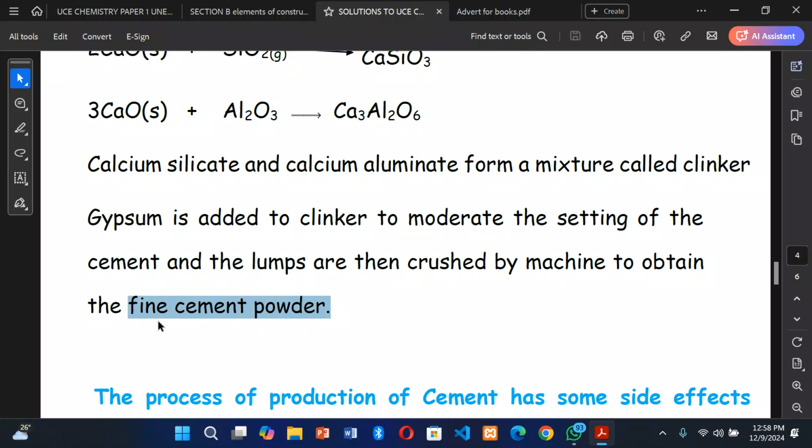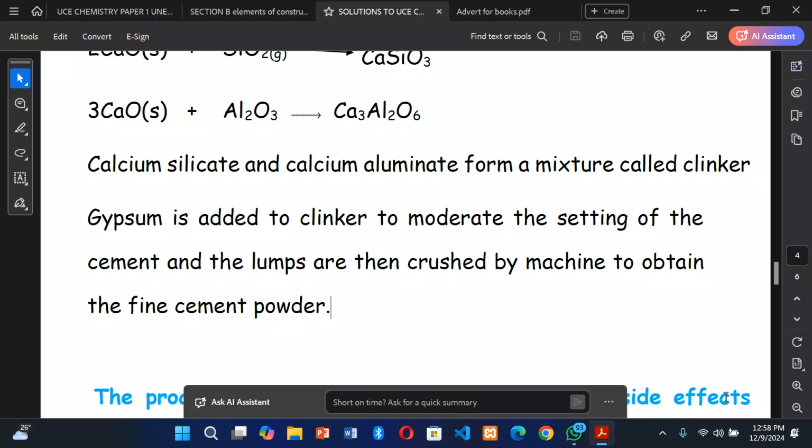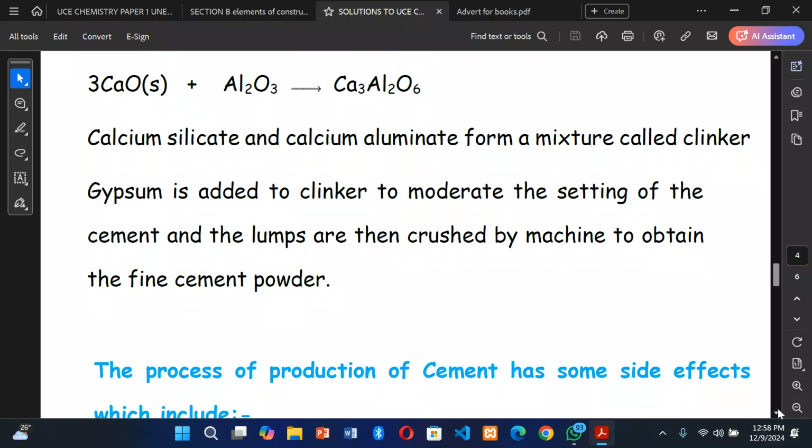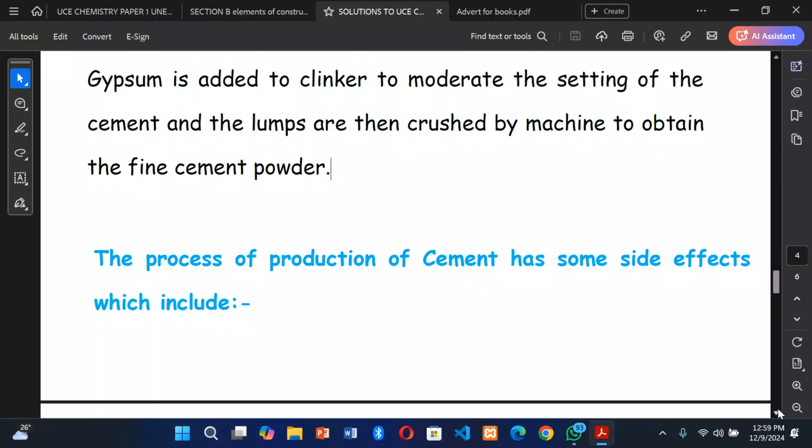Now there is a mark here because we talked about conversion to the desired product. So whenever you convert to the desired product, then there is also a mark. So that was our process of production of cement.